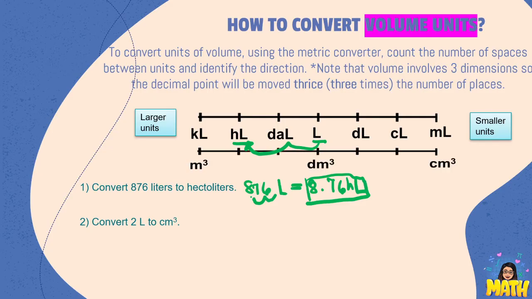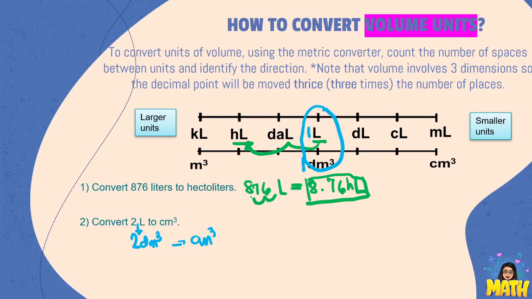Next, let's convert 2 liters to cubic centimeters. Remember, a while ago, we added these equivalent units just in case we have cubic meters for the given. So here, let's convert 2 liters to cubic centimeters. Notice that in this metric converter, we can see that 1 liter equals 1 cubic decimeter. So these 2 liters can be rewritten as 2 cubic decimeters. And then let's convert it to cubic centimeters.